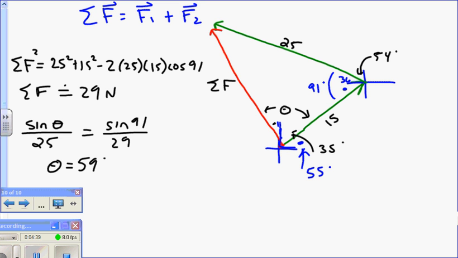Okay? So, if this whole piece is 59 degrees, and this piece of that is 35 degrees, my little dot here must be 24 degrees. So therefore, my net force is going to be 29 newtons, 24 degrees west of north.